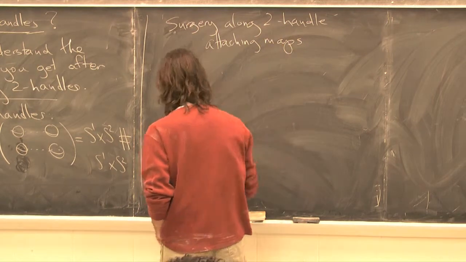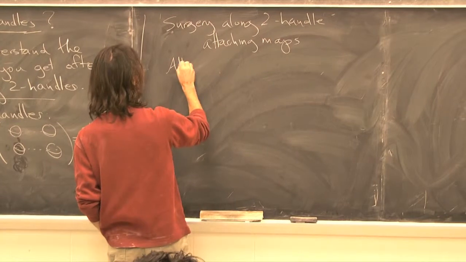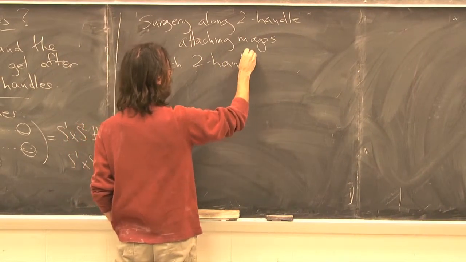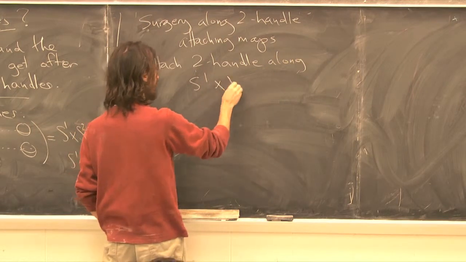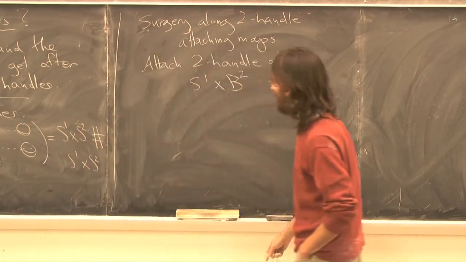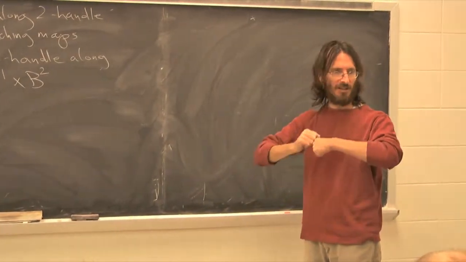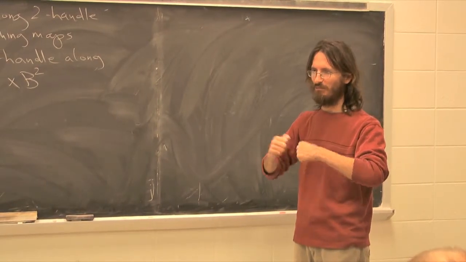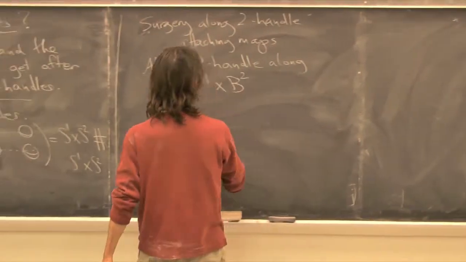So remember now, when we attach a two handle, we attach a two handle along an S1 cross B2, right? And that's the attaching map, that's the attaching region for the two handle. We cover that up, it ends up being in the interior of the four manifold, and we have a new piece of boundary, which is the complementary, the free region.